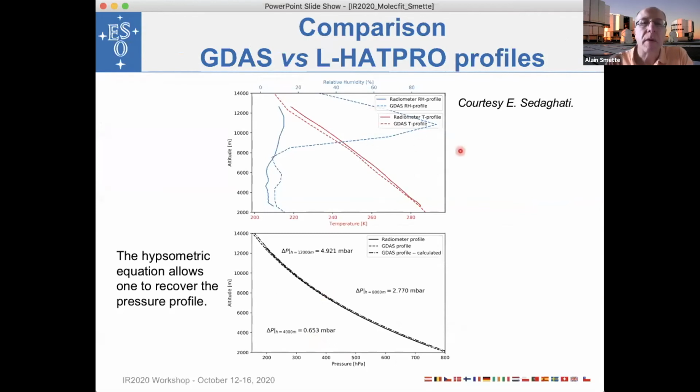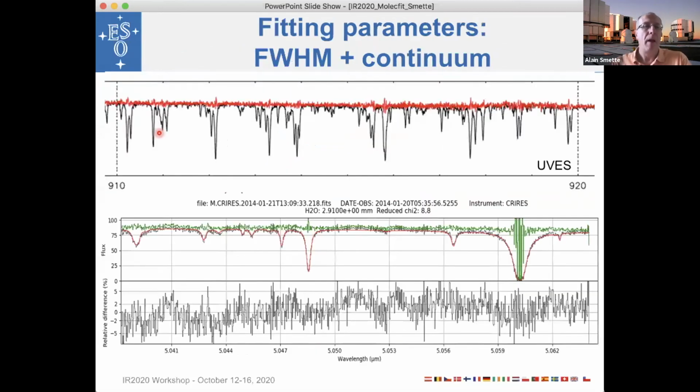These graphs show a comparison of the radiometer profile in humidity, in blue, with the GDAS profile, both for humidity and for temperature. You see that there are indeed some systematic differences. Using the hypsometric equation, we can then derive the pressure profile, and these are the requirements for Molecfit.